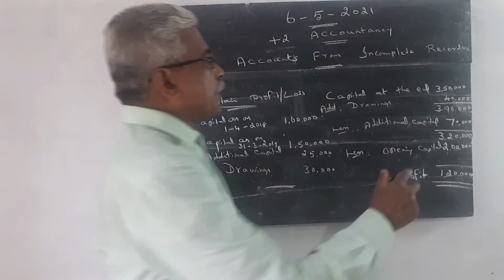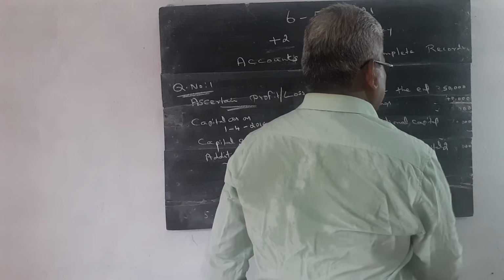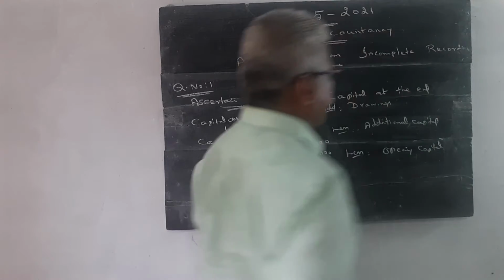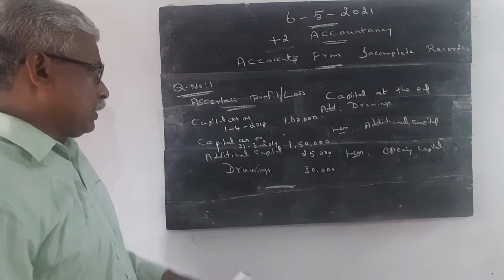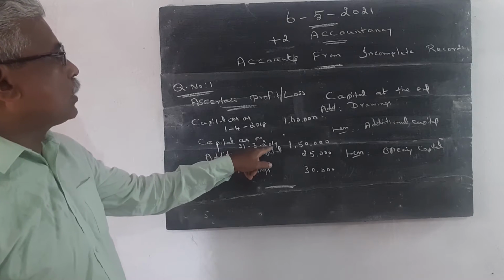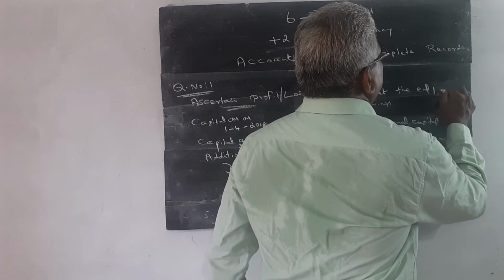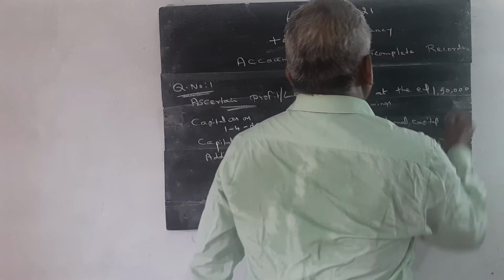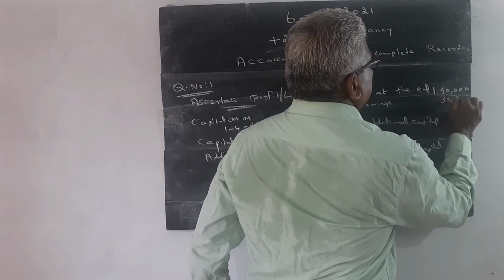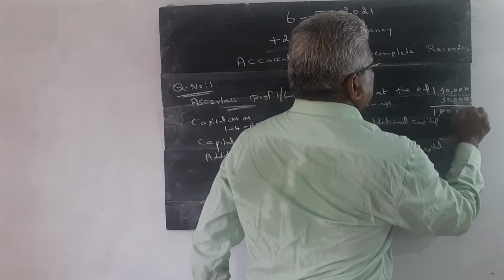But first we write the formula. The formula is already on the blackboard, so I just change the figures, that's all. Capital at the end. This capital is opening capital. This capital is capital at the end. The 31/3/2019 amount is capital at the end. So the capital at the end is 1,50,000. Then the drawing amount is 30,000. So we can write 1,80,000.